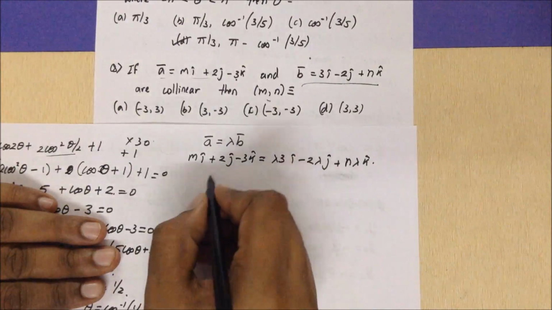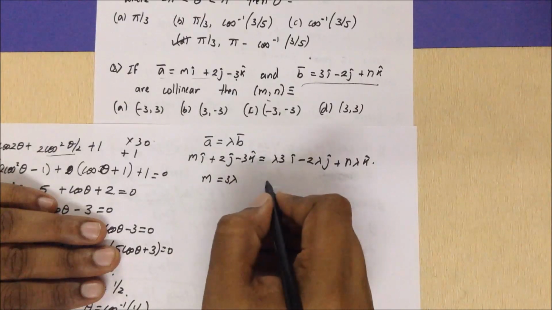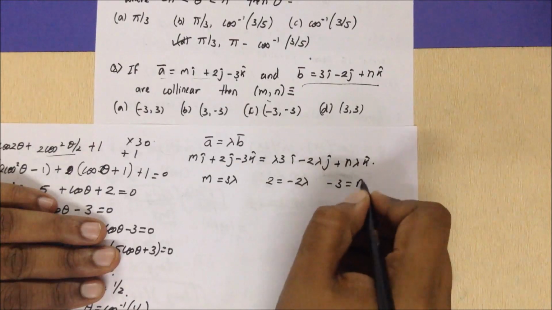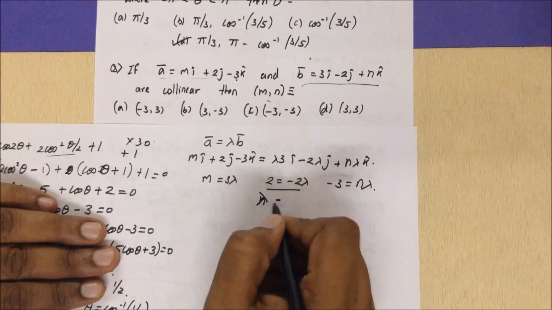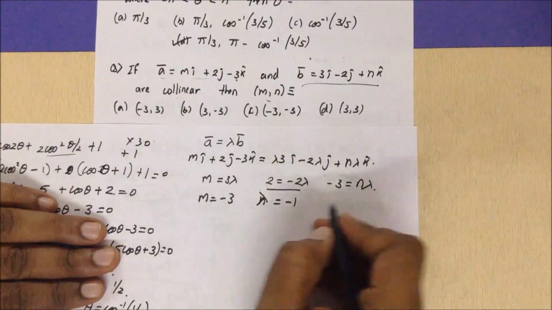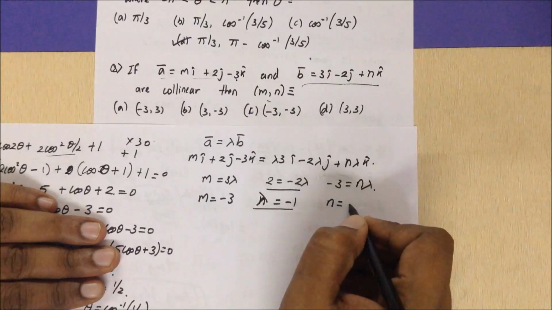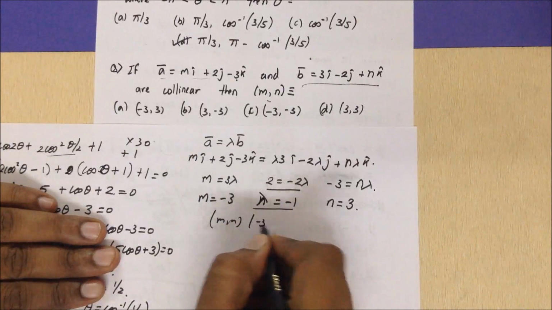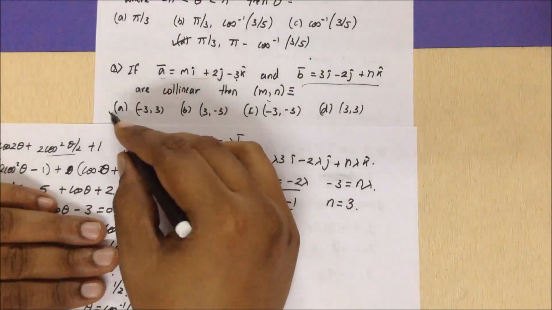So comparing the coefficients, I will be getting m is equal to 3 lambda, 2 is equal to minus 2 lambda, and minus 3 equals n lambda. From here I will be getting my lambda, so lambda will be equal to minus 1. From here I will be getting my m as minus 3 because I have got my lambda, and from here I will be getting the value of n, so that's going to be 3. So your m comma n is going to be minus 3 comma 3. So that should be your option A.